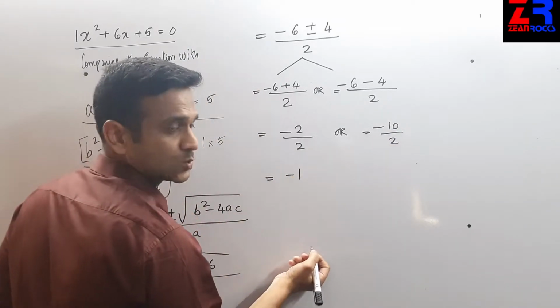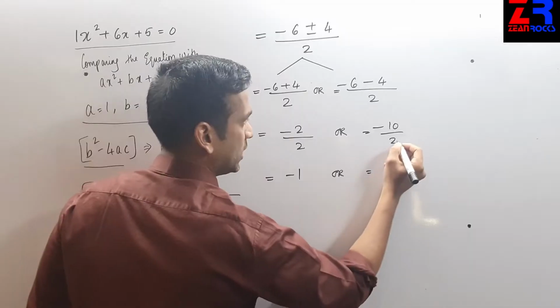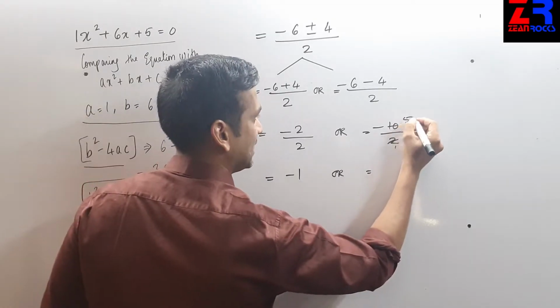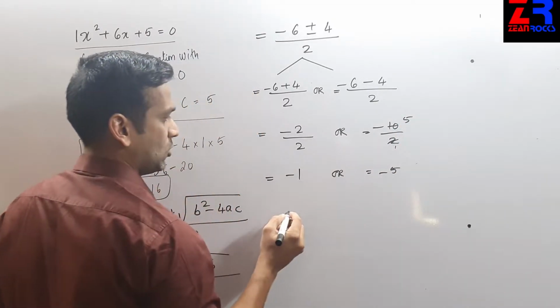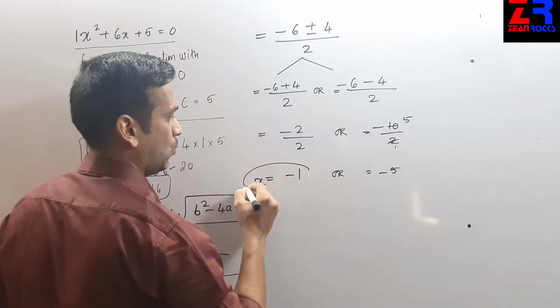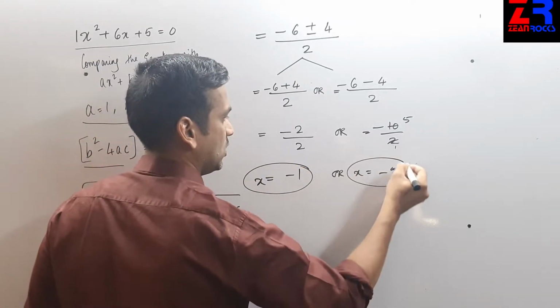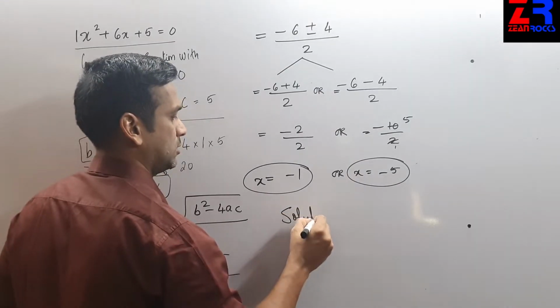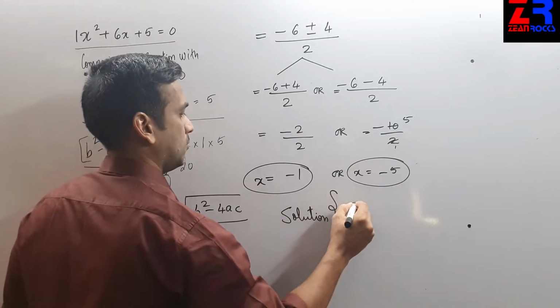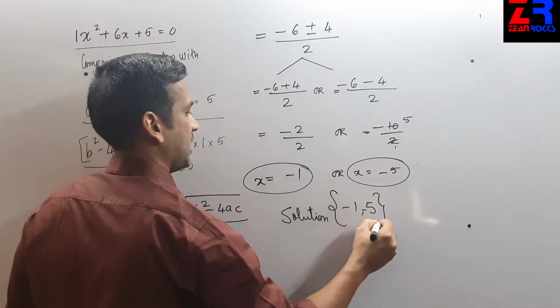Here you will get minus 1, or here you will get 2 ones are 2, 2 5s are 10, you will get minus 5. So the values of x will be minus 1 and x will be 5. So solution will be minus 1 and minus 5.